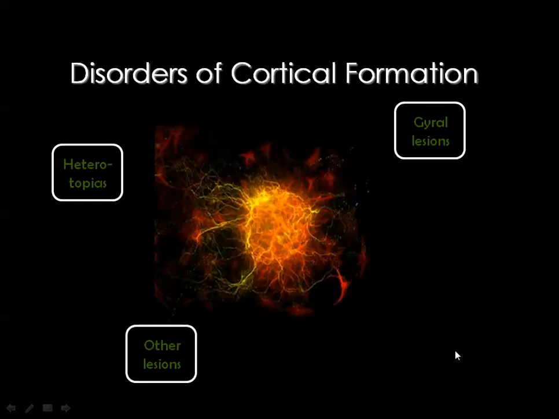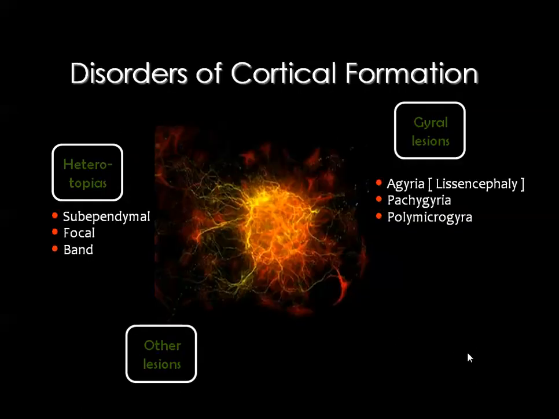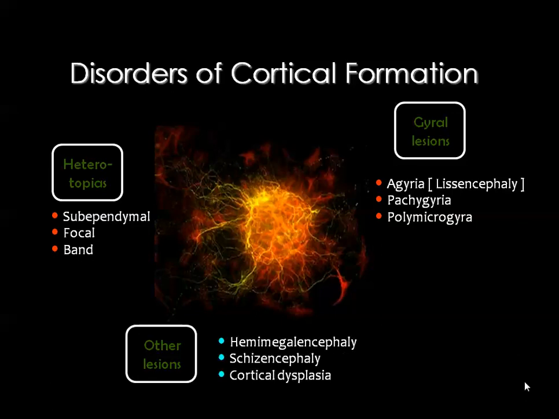We can use this table just to remember the abnormalities. You have three gyral abnormalities: agyria, pachygyria, polymicrogyria, and the three types of heterotopias: the subependymal, the focal, and the band. And the three other lesions which are not included in both, which are hemimegalencephaly, schizencephaly, and cortical dysplasia.